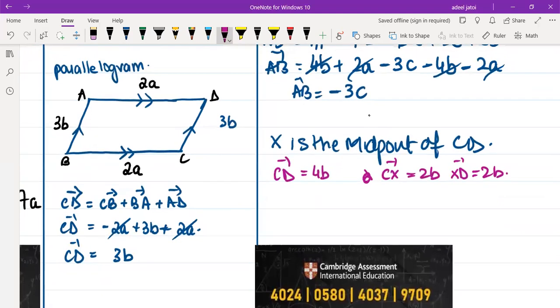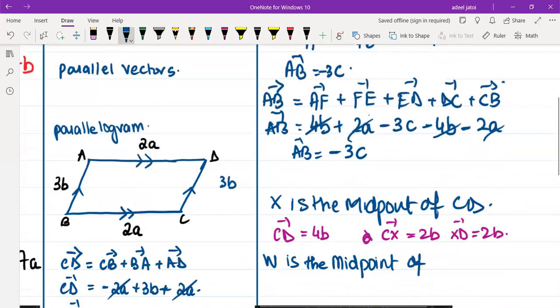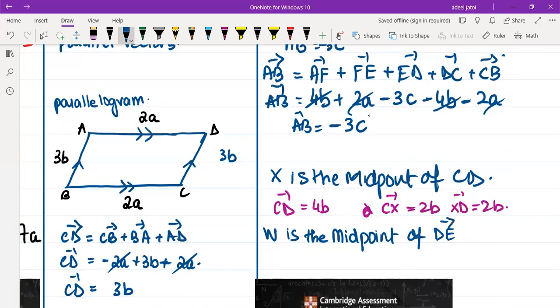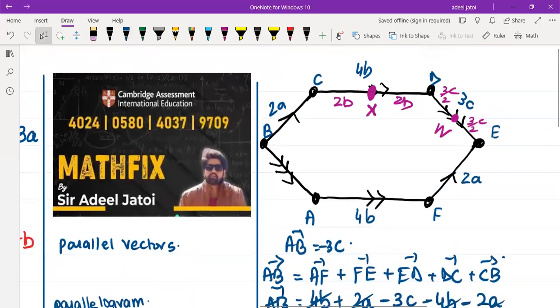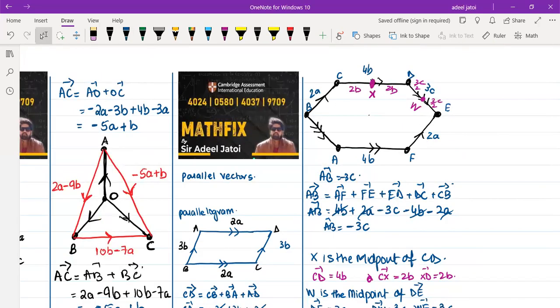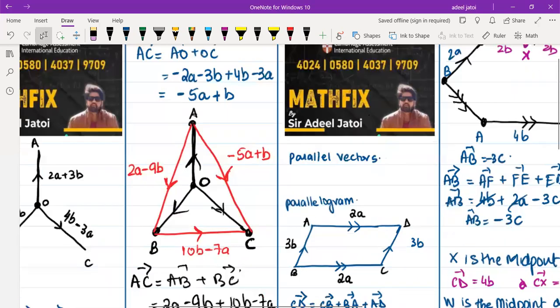So if W is the midpoint of DE, then DE was 3C. So DW will be 3 upon 2C and WE will also be 3 upon 2C. So this will be the midpoint of any vector if it is given in the question. We can directly find the midpoint through anything.